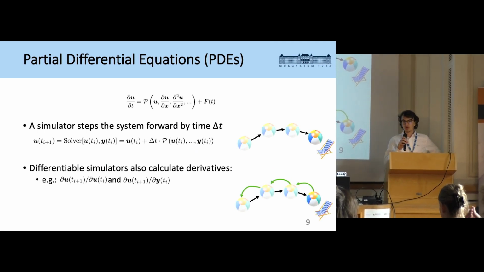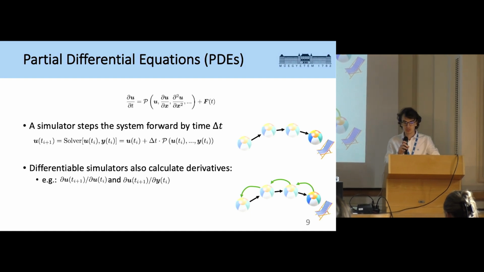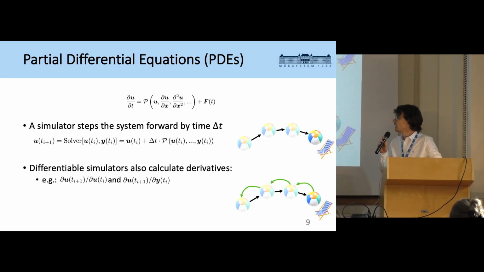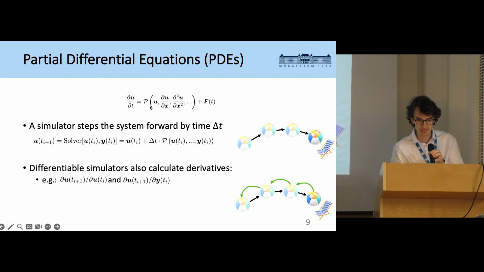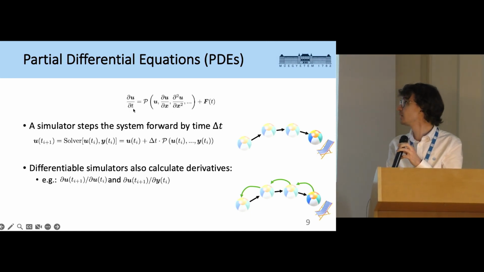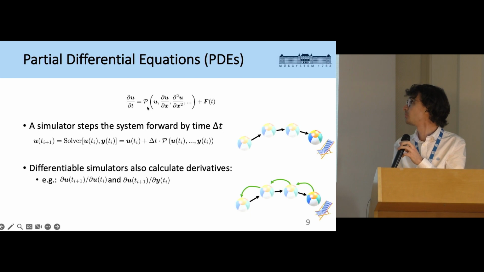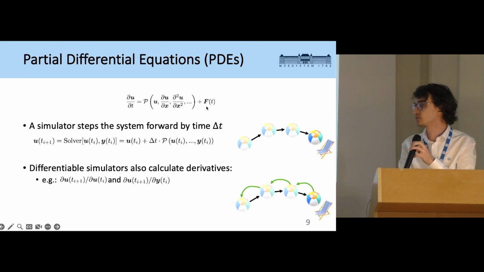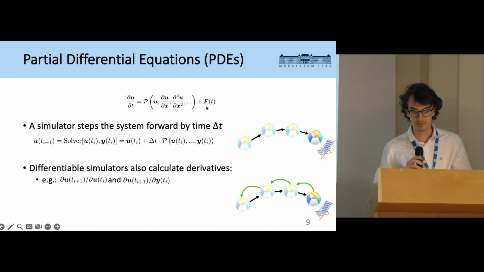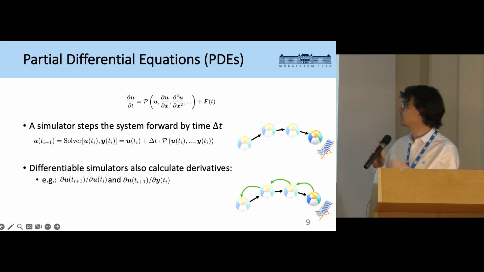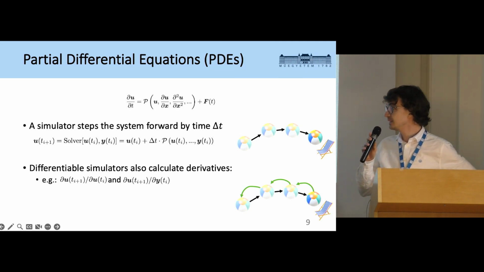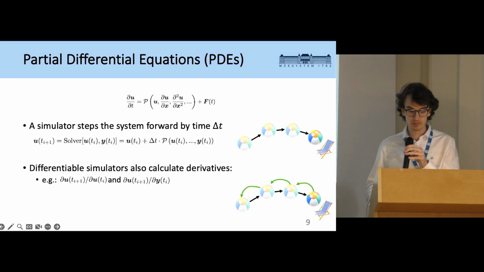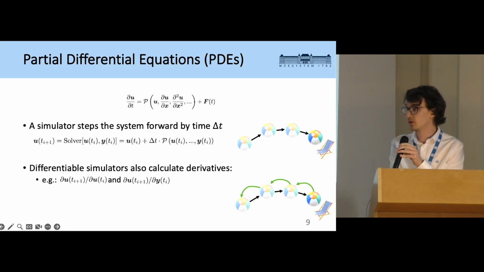Our knowledge of our physical world is usually given in the form of partial differential equations, or PDEs, where the time evolution of our system is given as a partial differential equation, where we can also factor out some optional external control force to be applied at the given time step. And then a simulator can step our system forward in time in discrete time increments delta t. And then a differentiable simulator can also calculate derivatives with respect to any parameter in our simulation.